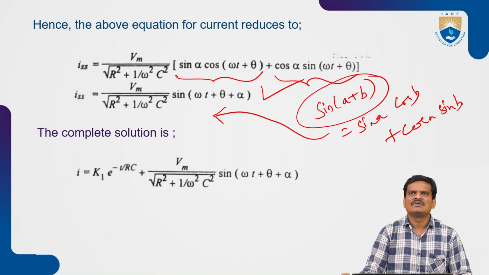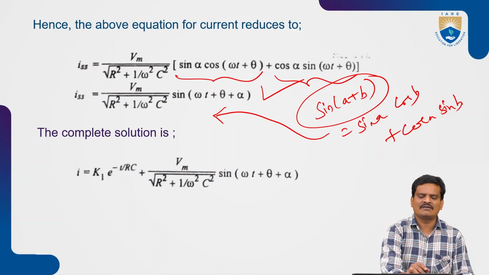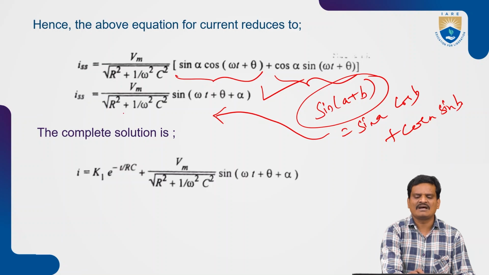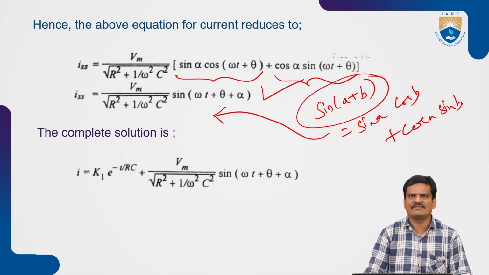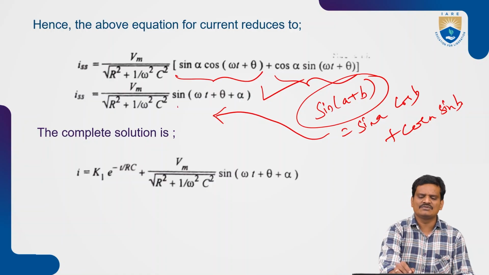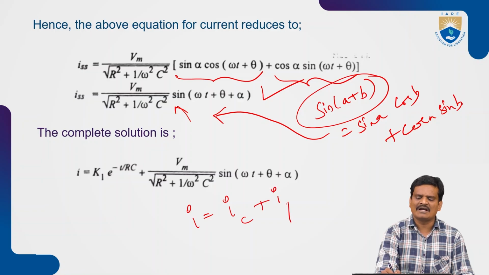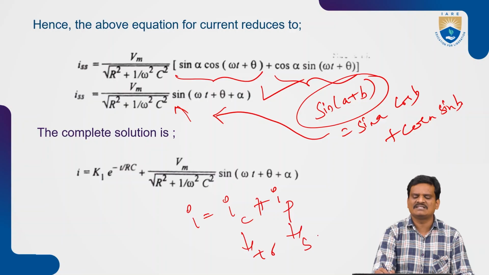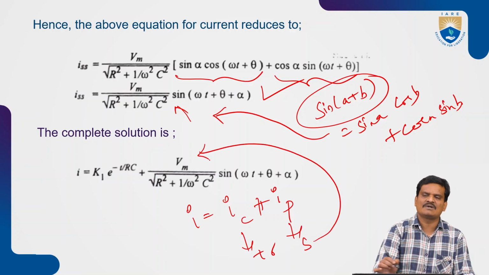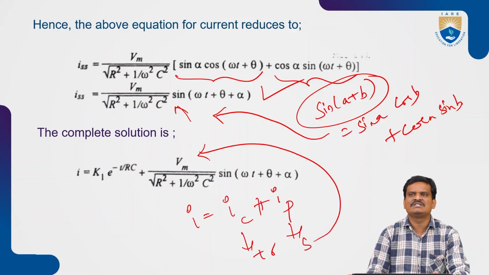So what is the expression for the current? I steady state equals Vm by under root of R square plus 1 by omega C square into sin of omega t plus theta plus alpha. This only gives you an idea about the steady state response. In order to calculate the total response or complete solution of the current, I need to add two things: one is the transient response, another is the steady state response.